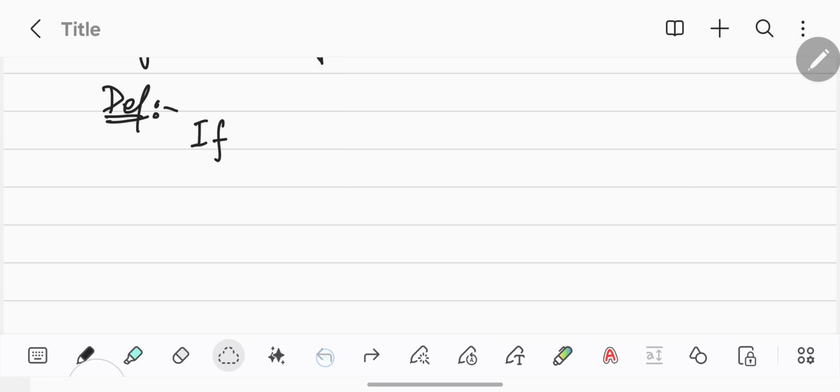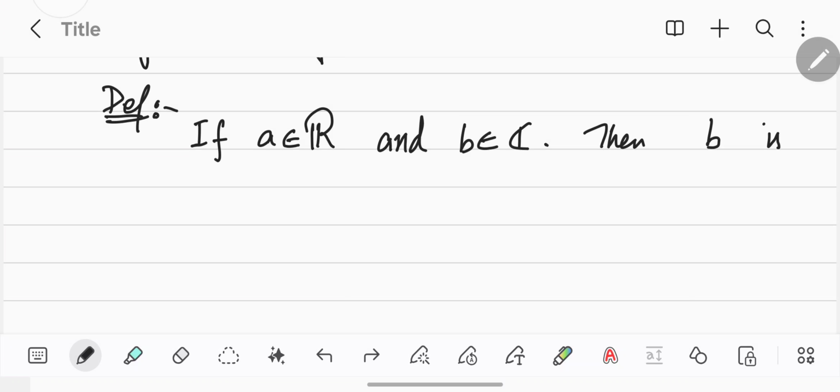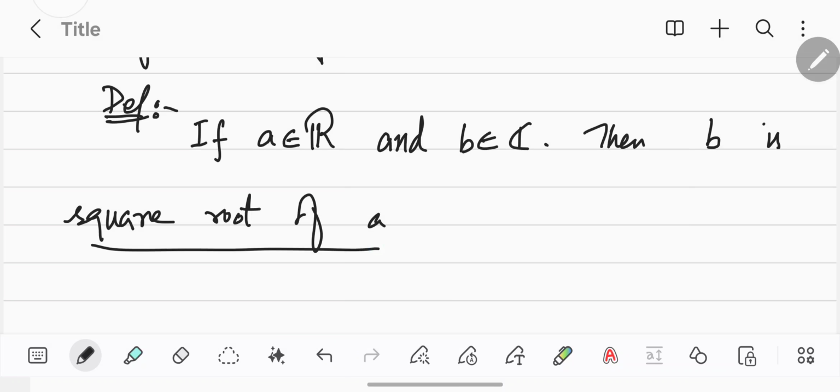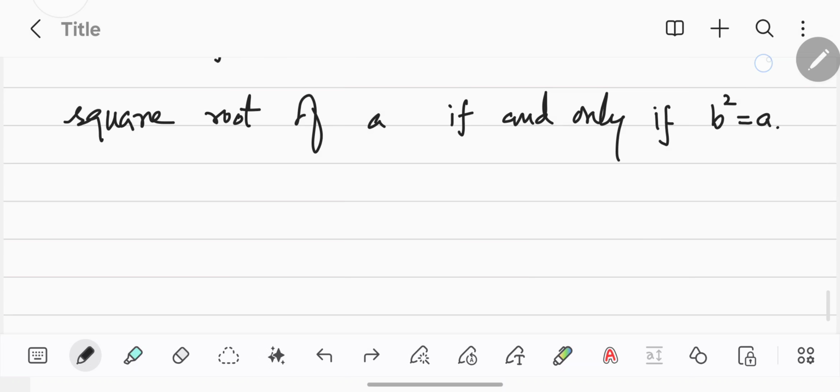The definition says if a is a real number, that means if a belongs to the set of real numbers, and b is a complex number, so a is real and b is complex, then we say that b is a square root of a real number. A complex number b is a square root of a real number a if and only if b square equals a. This means if b square equals a, then we say that b is a square root of a.